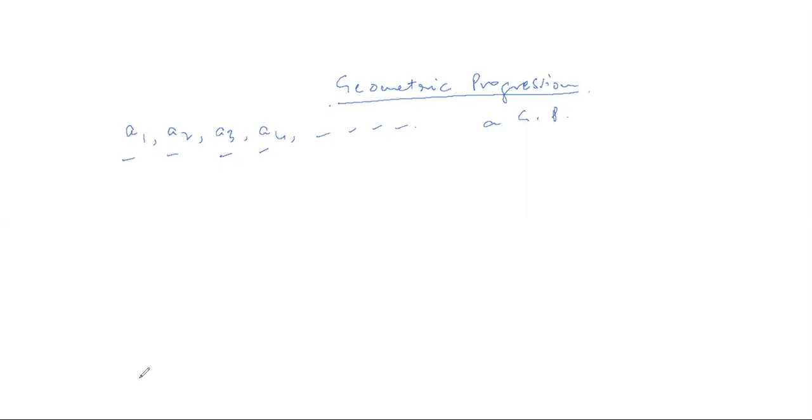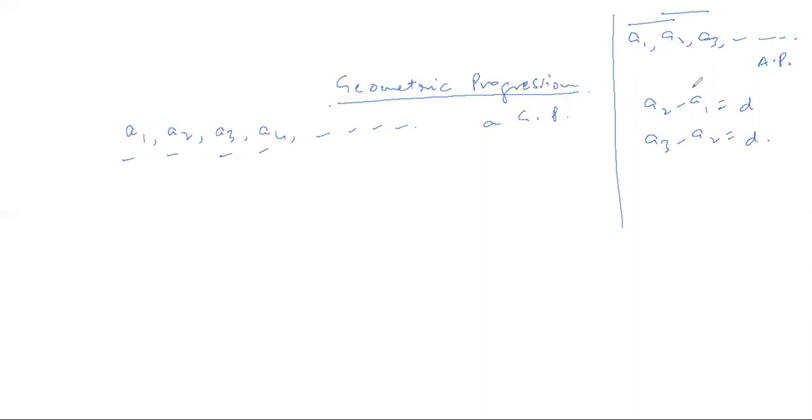Okay, what was happening in AP? I'm writing here. Suppose the terms are A1, A2, and let's take one more, A3, and so on. Suppose this is an AP. So what we used to say, that between two consecutive terms the difference is the same. Means we used to say that A2 minus A1 is equal to D. That was called the common difference. Similarly, A3 minus A2 will also be equal to the common difference. So when we were subtracting the previous term from the next term, that difference was always the same, okay, throughout the series.